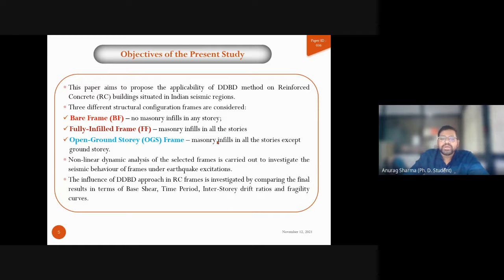For that, to have a better comparison, we have taken three different frames: the bare frame, which, as we know, has no masonry infills in any story; the fully infilled frame, which has masonry infills in all the stories; and the open ground story frame, having masonry in all the stories except the ground story. For that, we have performed non-linear time history analysis to investigate the seismic behavior. Also, the influence of the DDBD approach on RC frames was investigated with the help of base shear, time period, interstory drift ratios, and fragility curves.